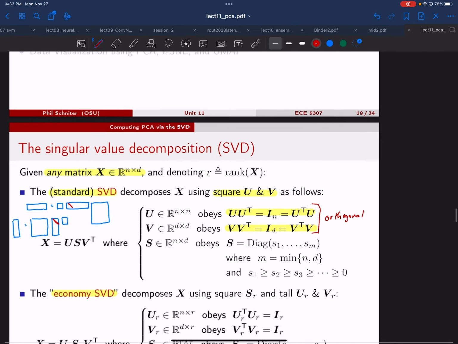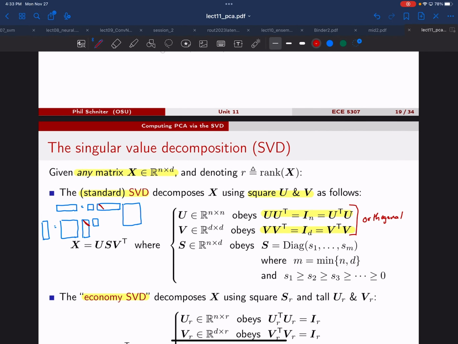These are these rotation type matrices. If they were complex valued, you would call them unitary. When they're real valued, you tend to call them orthogonal. But if you said unitary, someone would understand what you mean. And then this S matrix is again diagonal.